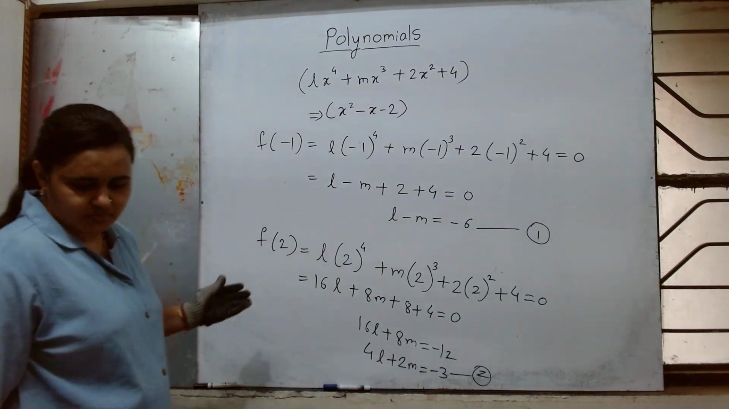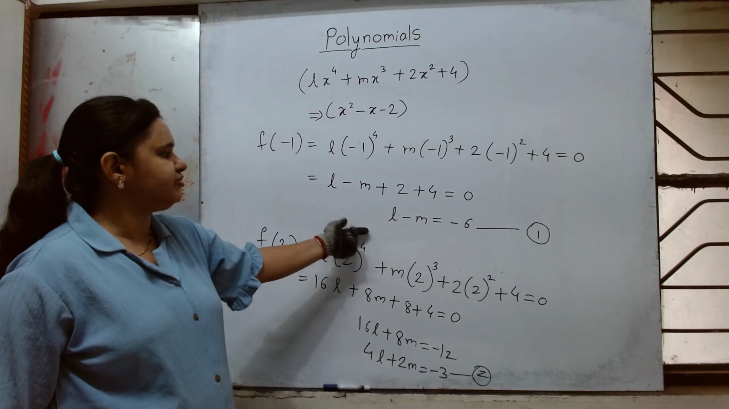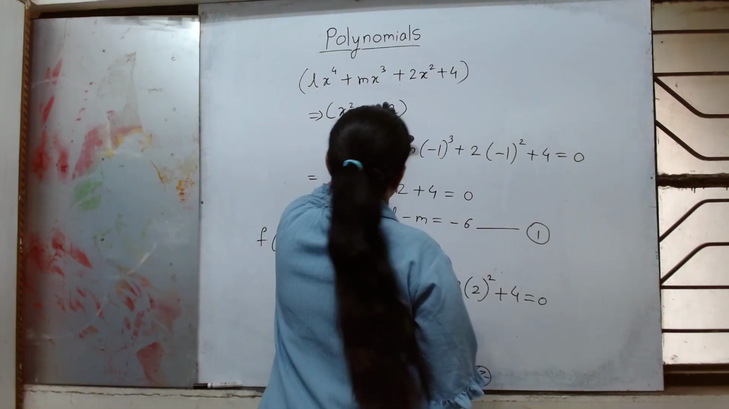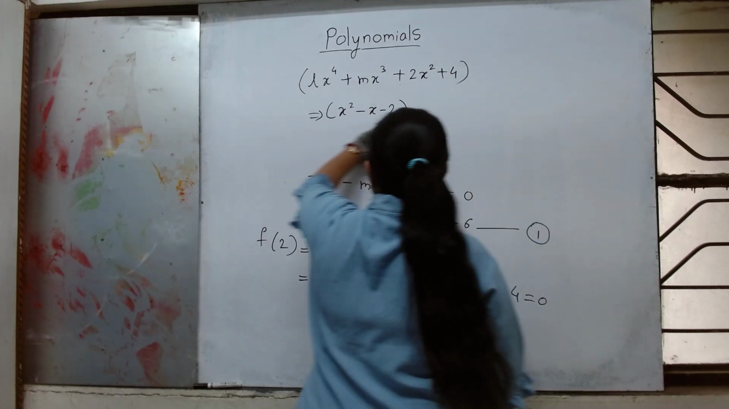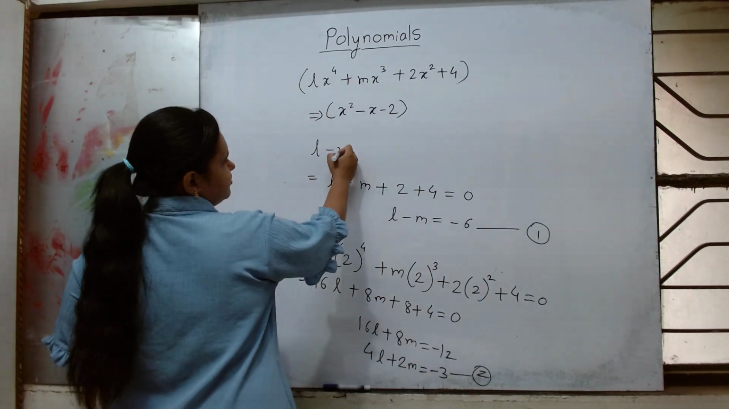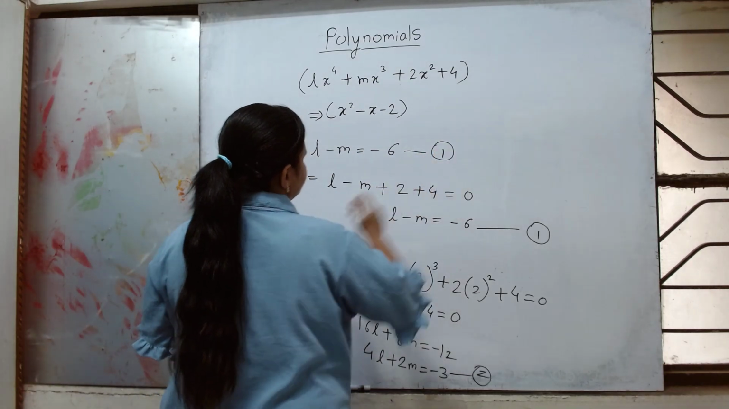Okay. Now we have to solve equation 1 and equation 2 to find the values of L and M. I write both the equations here. L minus m equals minus 6. This is equation 1.